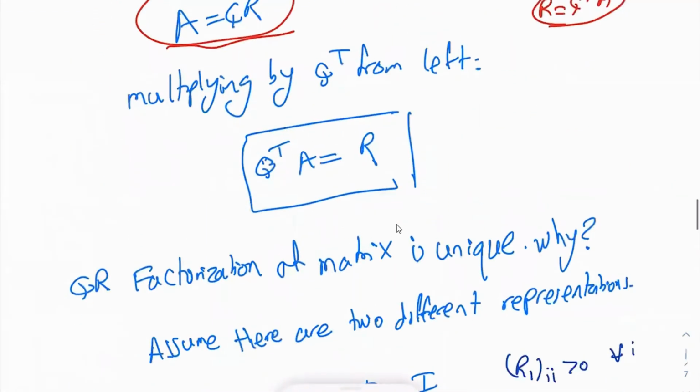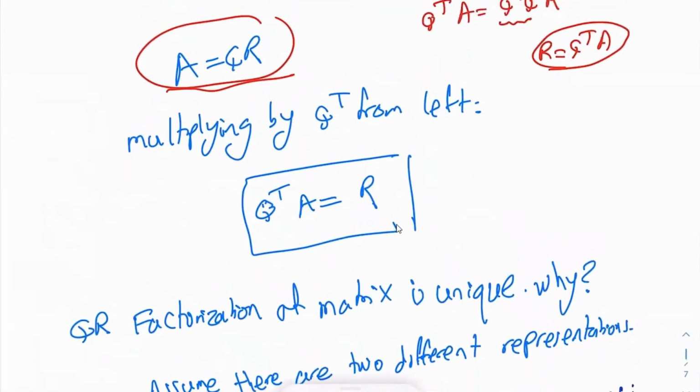So that's what I also wrote down. This is how you do QR factorization using Gram-Schmidt. First, you have the columns of A, you run the Gram-Schmidt algorithm, you find the Q matrix, and after that, you multiply Q transpose by A, and then you find R. Very easy.